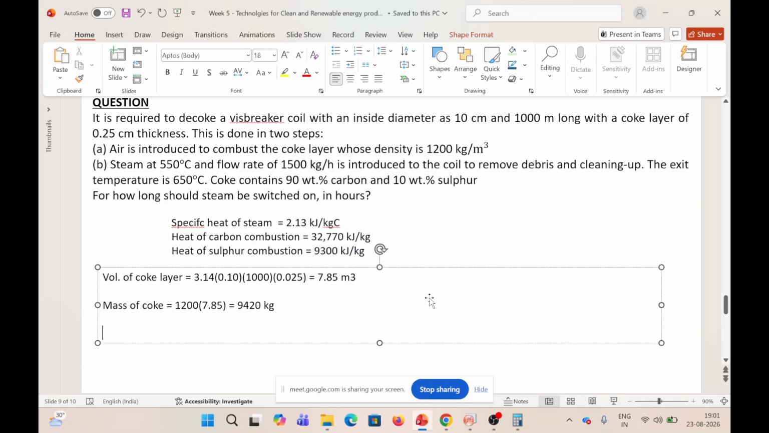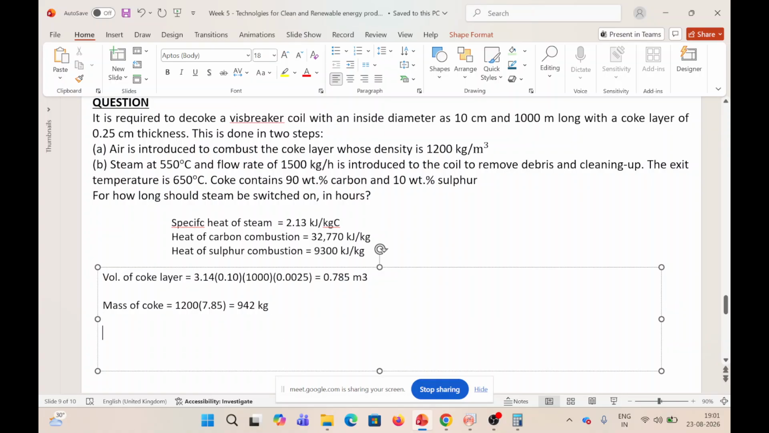Now with this, we need to come to the next question where it is written that the coke contains 90 weight percentage of carbon. Oh, here there's a mistake because 0.25 by 100, so this would be 0.785, so this would be 942 kg.